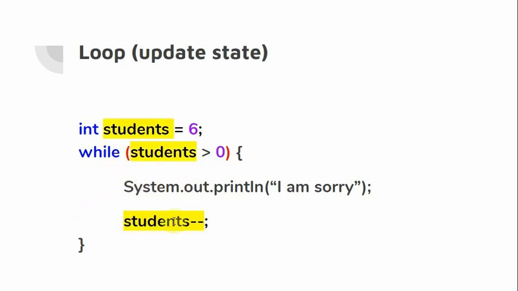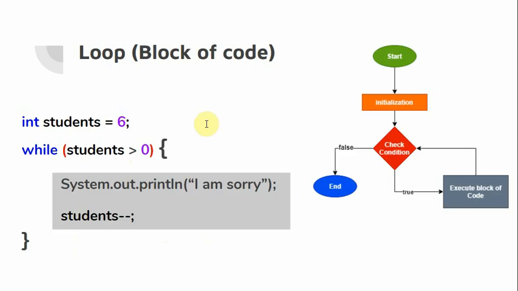But here for simplicity, we will update the state of the student variable by decrementing by 1. So every time this block of code runs, it will print the message and decrement the value, and it will keep repeating until the value of the student is 0. So now we look at the code again.